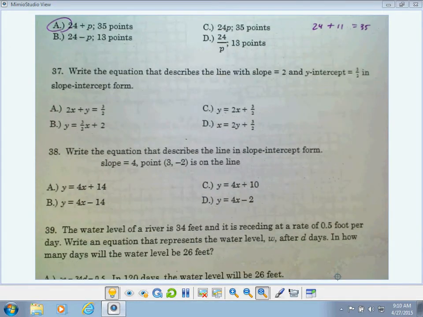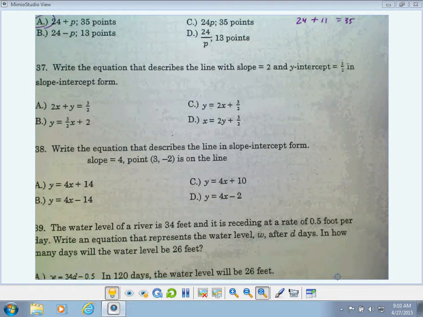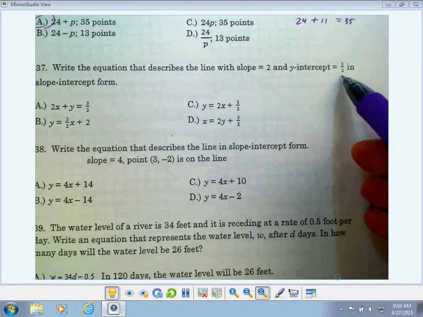Alright, what do we got with number 37? It says, write an equation that describes the line with slope 2 and y-intercept 3/2 in slope-intercept form.